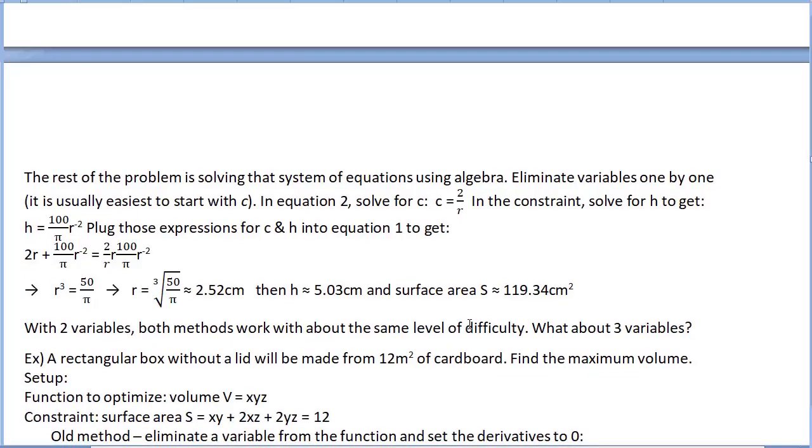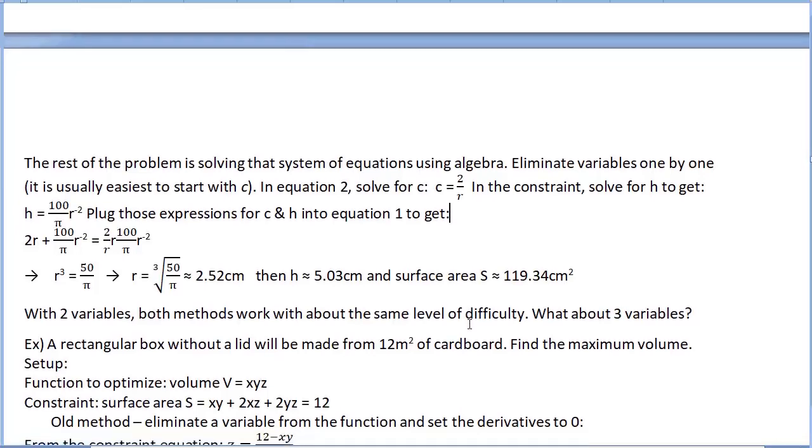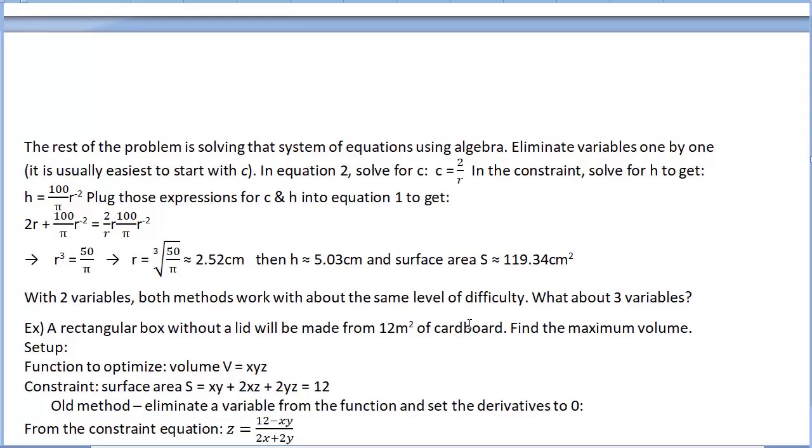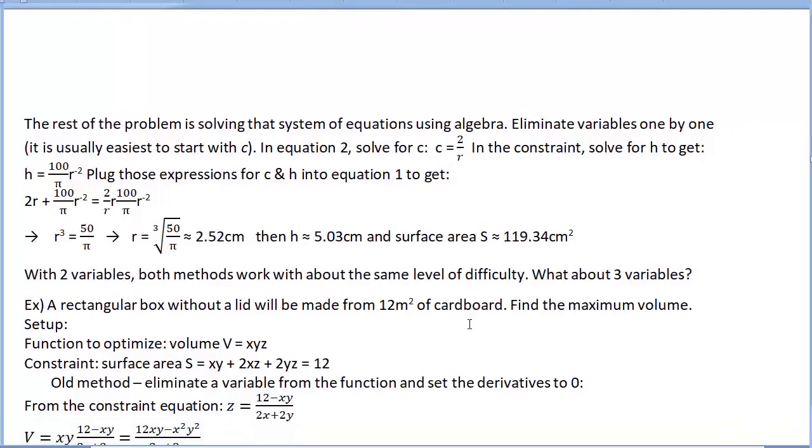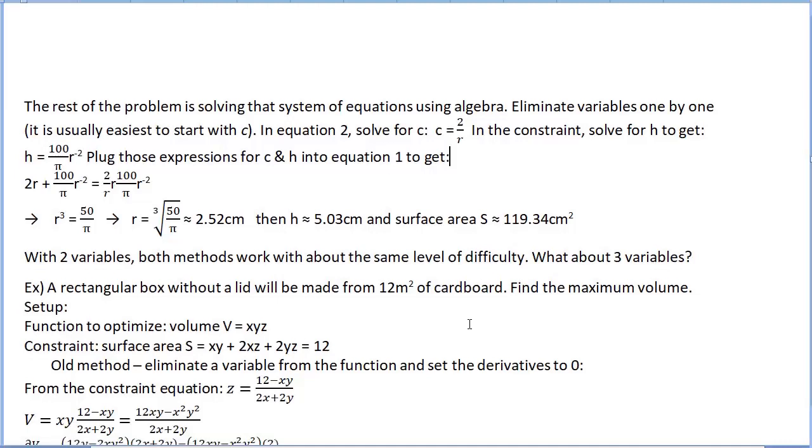What if you try to do it by the old method? Eliminate one variable and then set derivatives equal to 0. Well, first of all, notice that we're starting with 3 variables. So even if we eliminate one variable, we will still have 2 variables. Well, okay, what does that look like? Using the constraint equation to solve for z, we get this expression for z, 12 minus xy over 2x plus 2y. So now, plug that into the function v. And you get v equals xy times all that business. Written out, you get this, 12xy minus x squared y squared over 2x plus 2y.